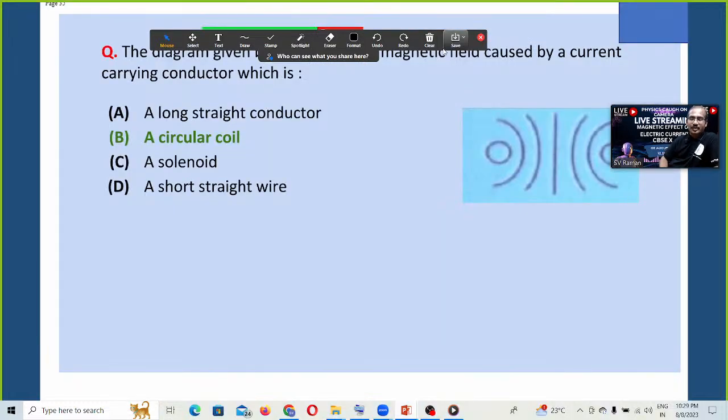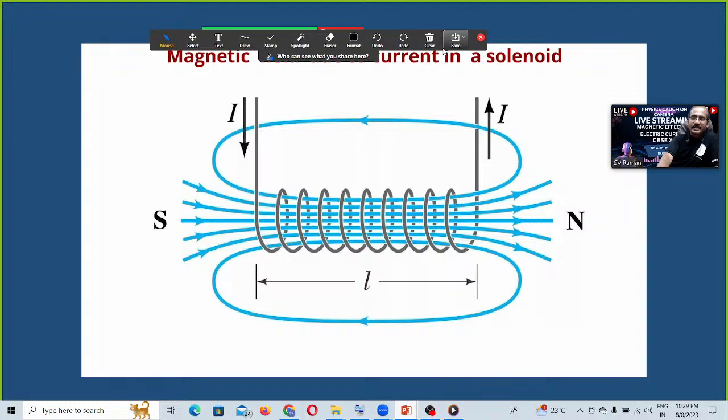Now, there is a question based on this. In this diagram, what does it refer to? It refers to a circular coil. Fine. Hope until that you understood.